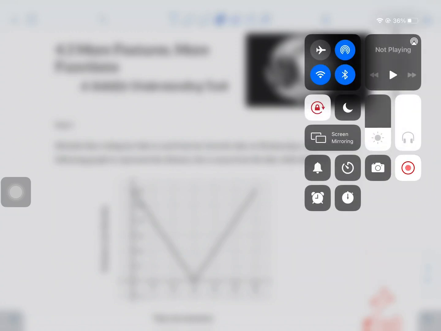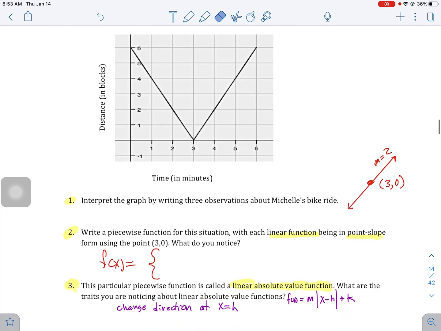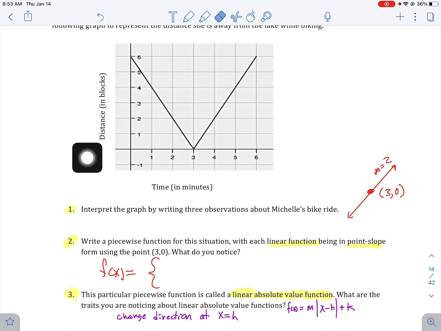Hey, welcome. On this one, we're looking at task 4.3, and it's connecting absolute value function to piecewise functions. Okay, and we'll take a look at that. So, first thing they do is they give you a graph here, and they say interpret by writing three observations.